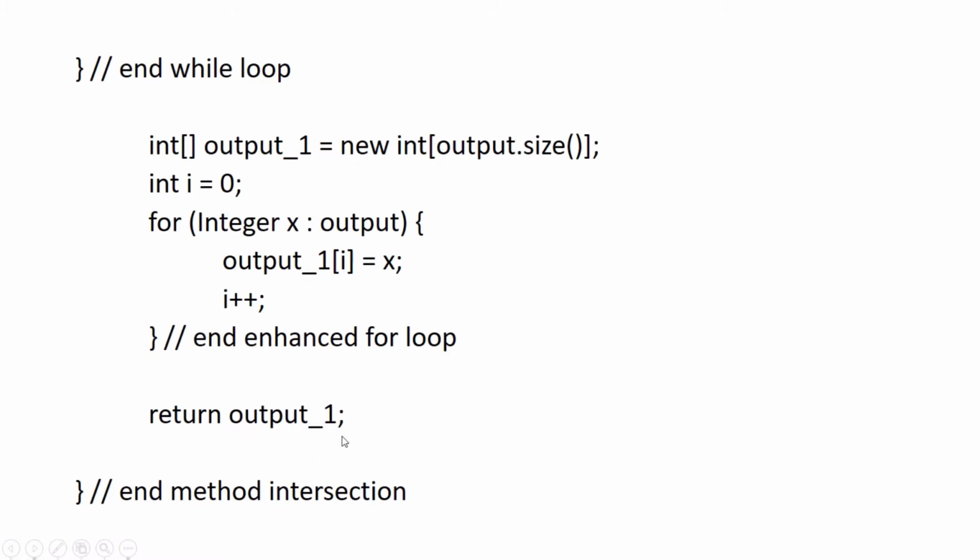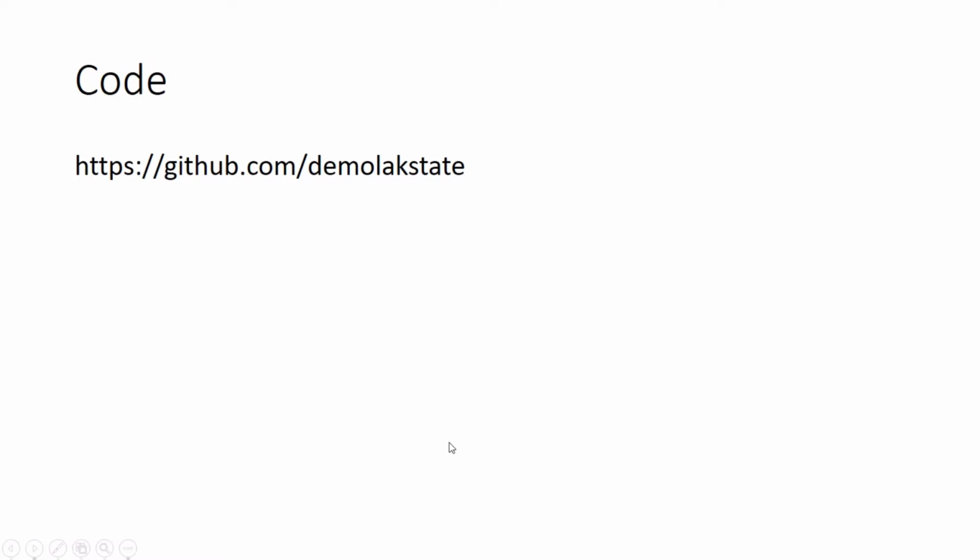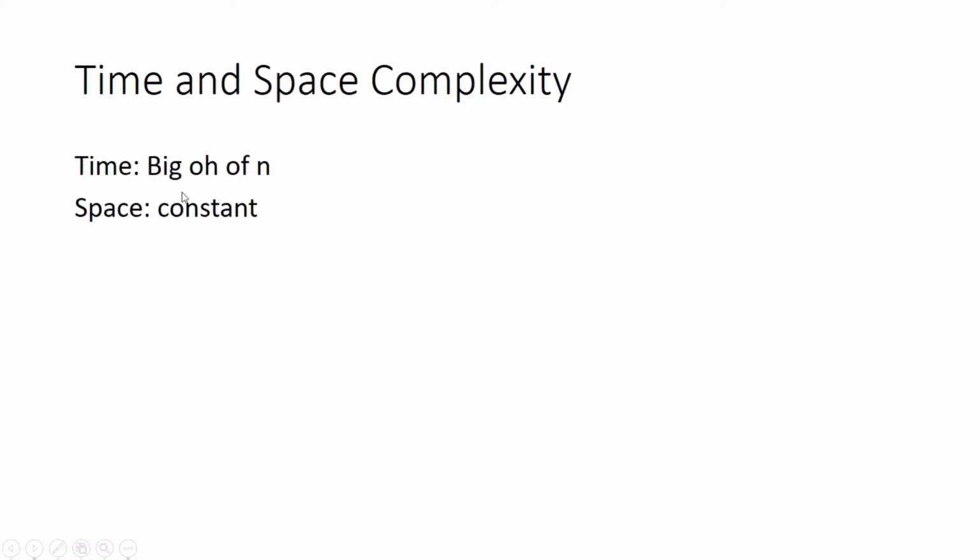So all I need to do, once the for loop finishes, is return this array of integers. That's how you can find the code on my GitHub page. And the time complexity is big O of n.